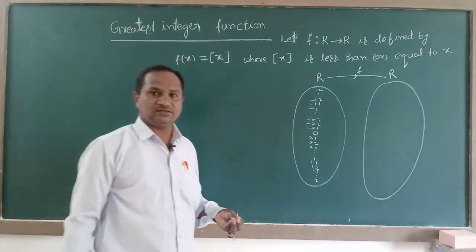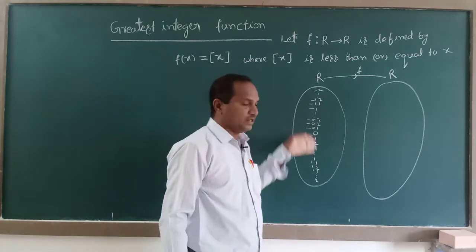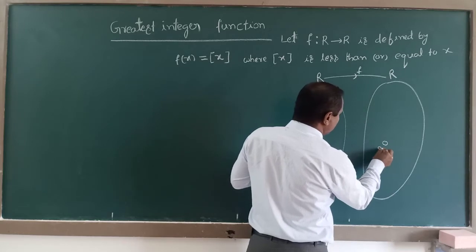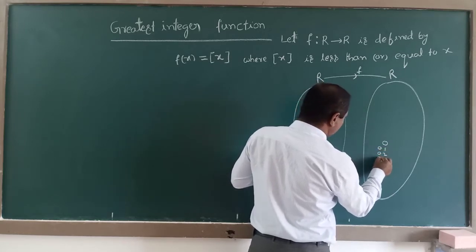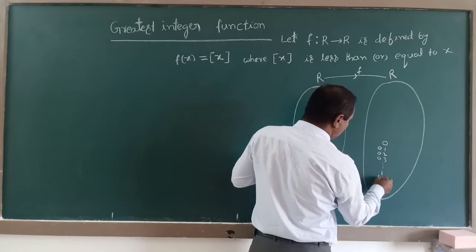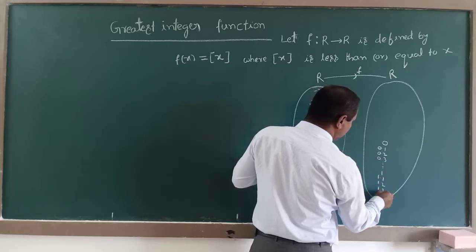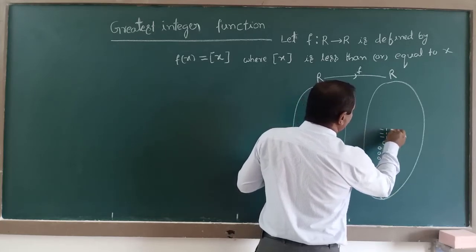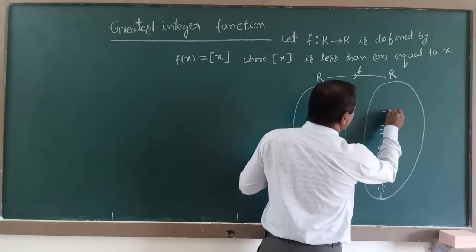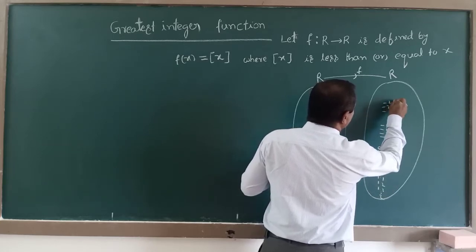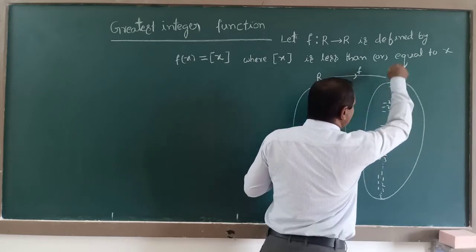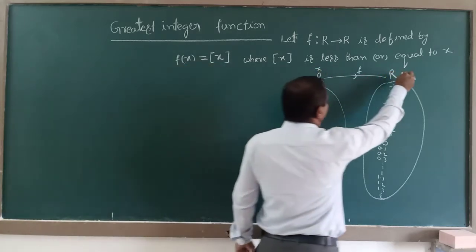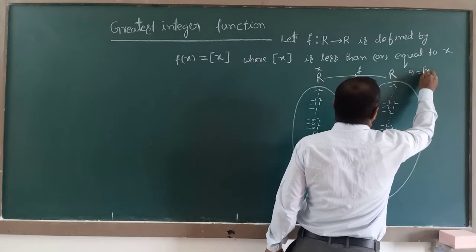Next, in the case of the codomain also, we are going to take numbers like this. 0 here, 0.1, 0.2, 0.3, 1, 1.1, 1.2, 1.3, 2 like that. Here -1, minus 1.1, minus 1.2, minus 1.3, -2, minus 2.1, minus 2.2, and so on, -3, like those numbers will come here. It is the x and it is the y equal to the greatest integer function.